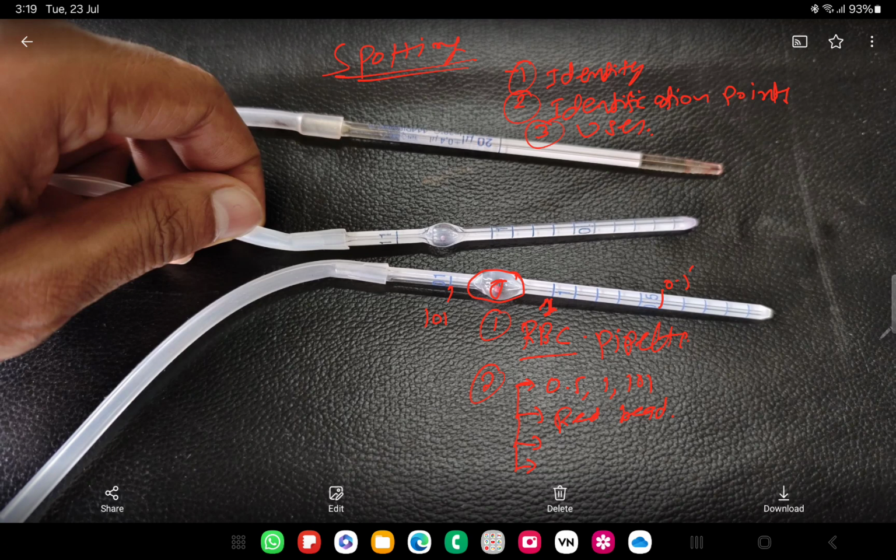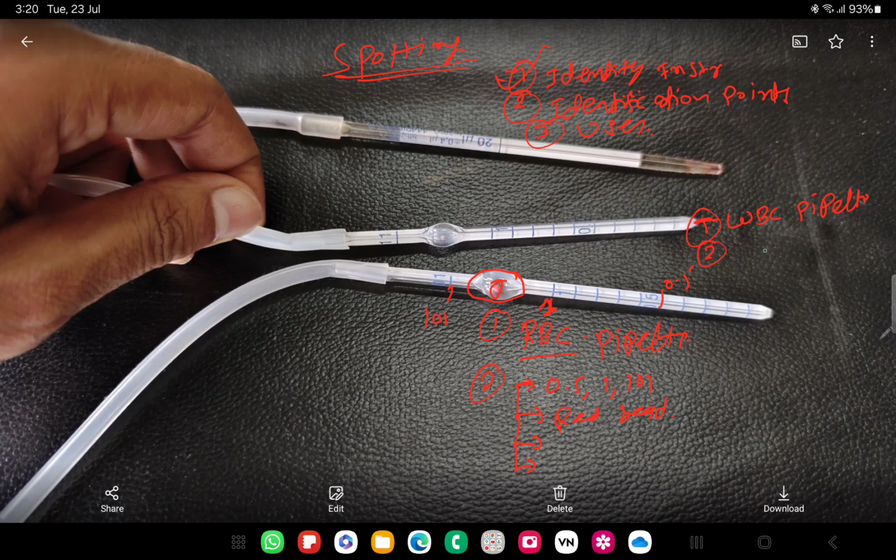Now let's move to this tube. What is this tube? This is the WBC pipette. So the answer to the first question, identify the pipette, is WBC pipette. Then second, identify the instrument or pipette, whatever question you get.